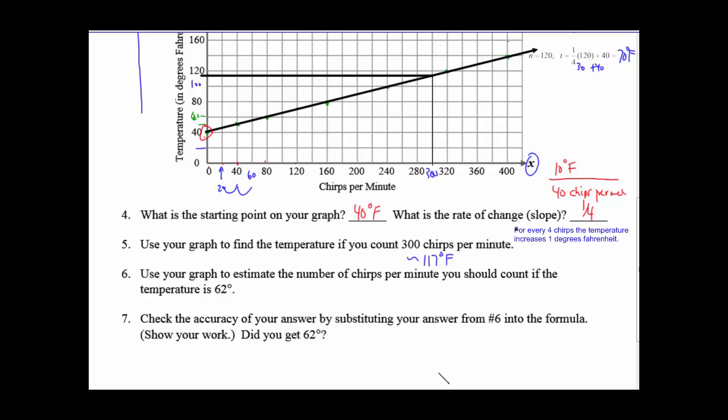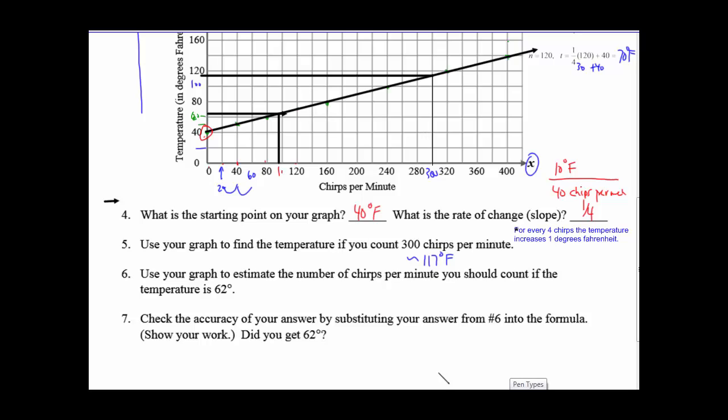Okay. If we go the other way, for number 6, use your graph to estimate the number of chirps per minute you should count if the temperature were 62 degrees. So now we're going to take our line, and if we go to about 62 degrees, so here's 60, and then halfway up would be about 70, so we're going to go a little lower. If we go over to where we think we're going to meet, and then once we get there, we'll draw it down, so it should be around there.